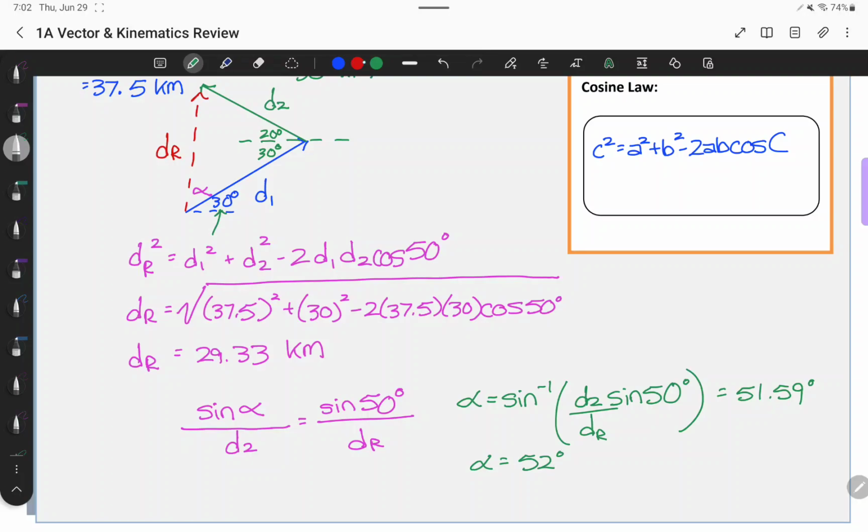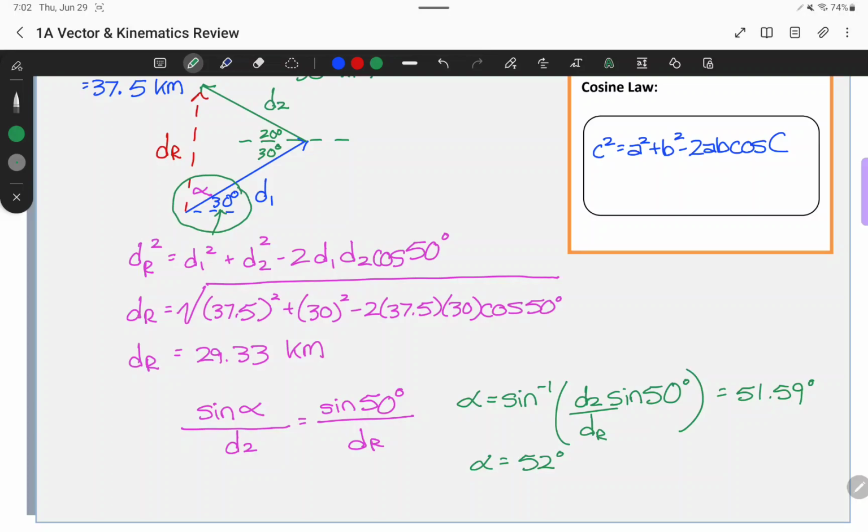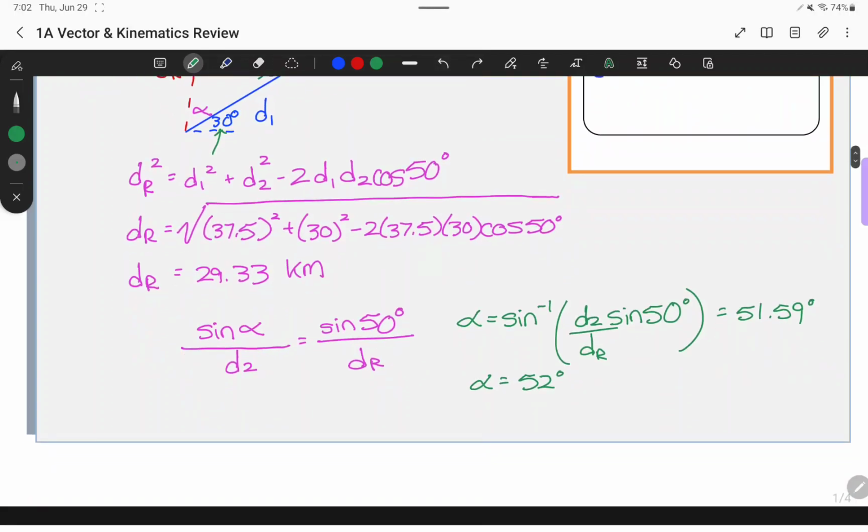Now, keep in mind what your actual angle was. So let's go back to our diagram, and I'm just going to point out this angle. If we start east and then we head north, it's going to be 30 degrees plus alpha. So don't just use that 52 for your final direction. We need to say that it is going to be 82, the 52 degrees plus the 30 degrees. And whatever that is, it's going to be north of east.